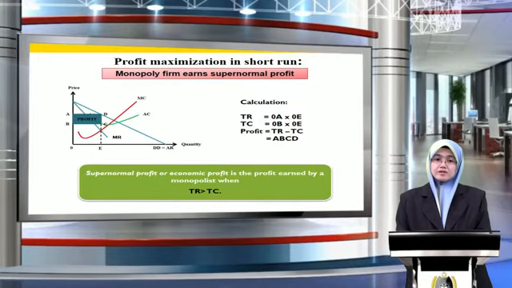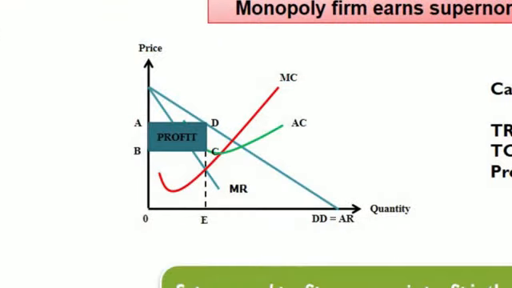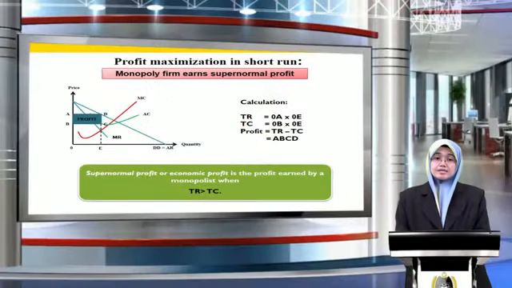Supernormal profit is also called economic profit, and it's earned when total revenue is greater than total cost. The curve shows a monopolist is in equilibrium at point F when marginal revenue equals marginal cost. The equilibrium output is at point E, while point A shows the price the firm charges. In this situation, the firm is earning supernormal profits as shown by the shaded area A, B, C, and D.